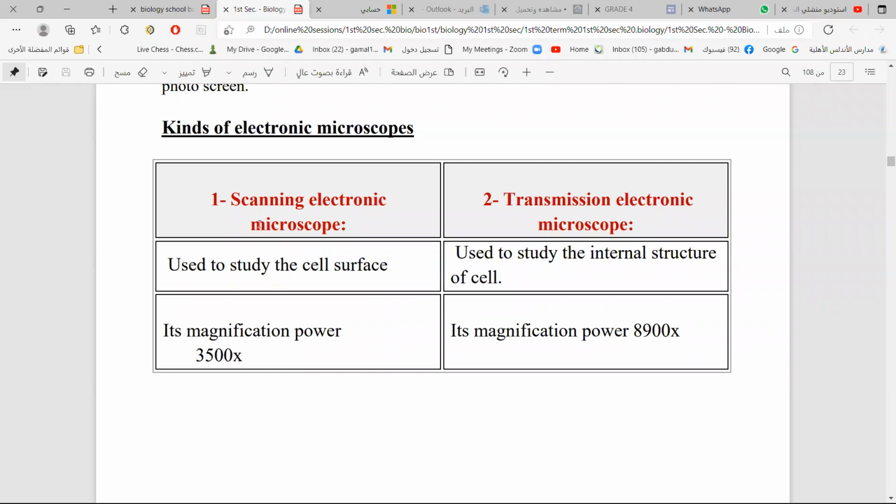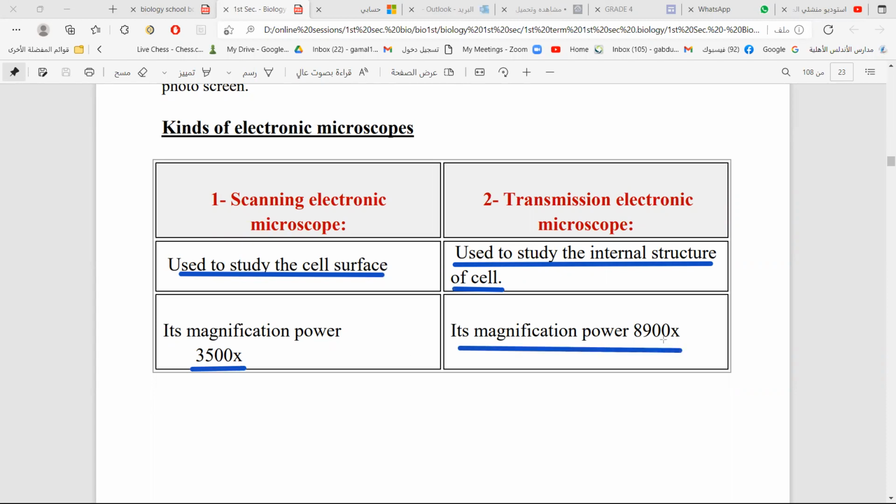The scanning microscope is used to study the cell surface, only the cell from outside. The transmission microscope is used to study the internal structure of the cell, with more details. Magnification power can be 3,500x. Magnification power can reach 8,900x. So the transmission is stronger.